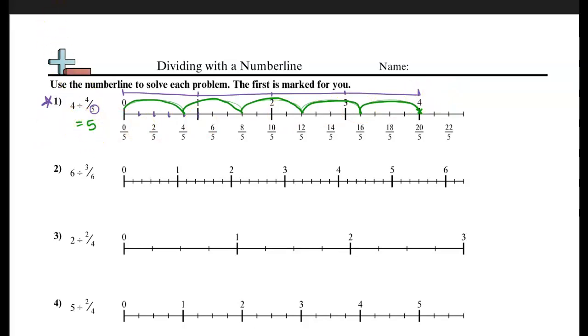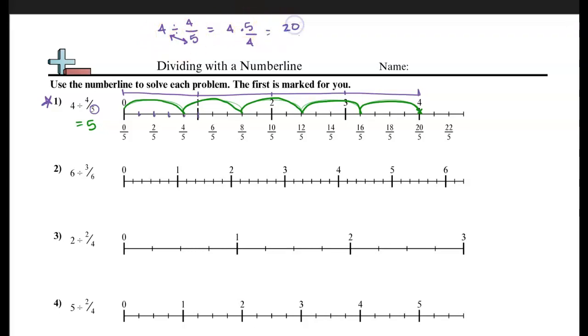Now I want to make a connection back to the shortcuts that you've learned in the past. 4 divided by 4/5 would become 4 times 5/4. And the reason why, if you remember, is that we multiply the whole number by the denominator to count the number of pieces we have.